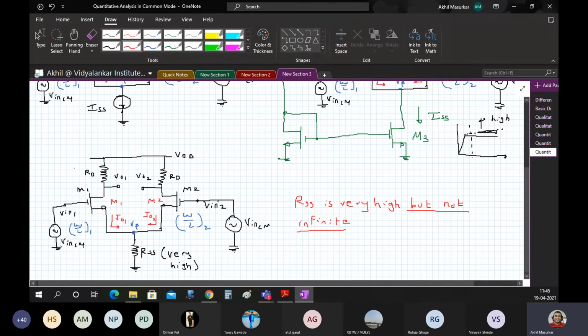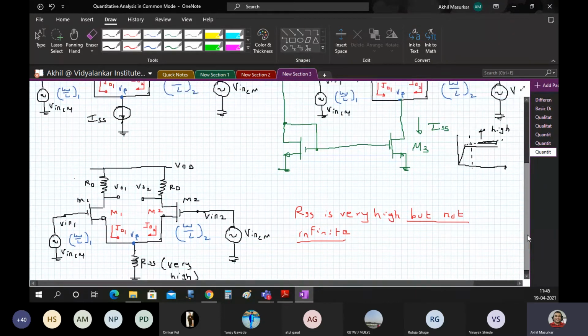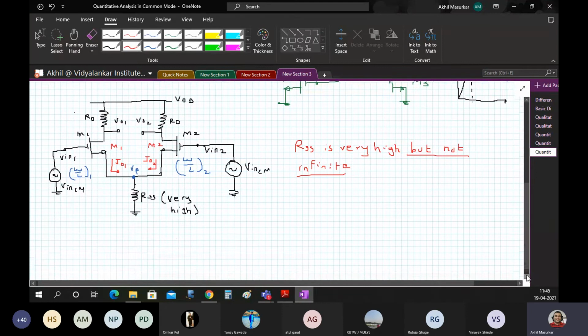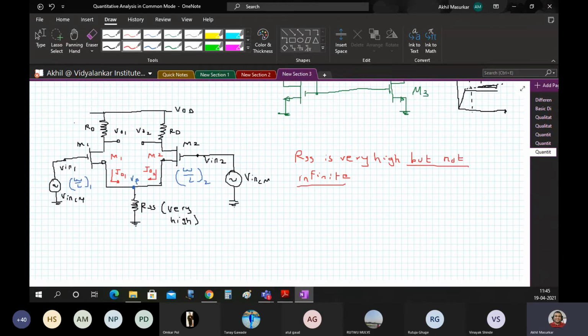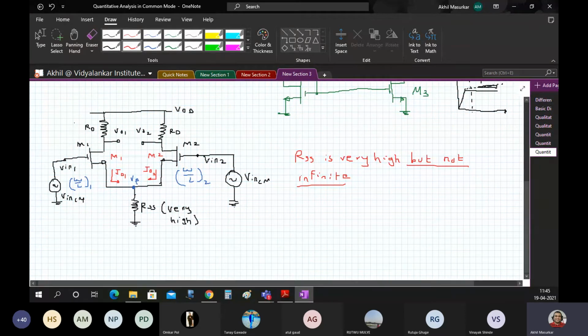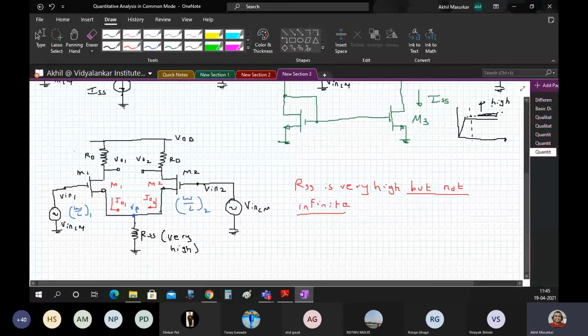So please draw this circuit first, and then we will see the analysis of this circuit very quickly. Once you are done drawing this, please write done in the chat box. You have exactly 2 minutes to draw. Draw it quickly. Why is this high resistance? Because M3 would be in saturation, and in saturation the slope is very small. So slope is very small means resistance is very high.